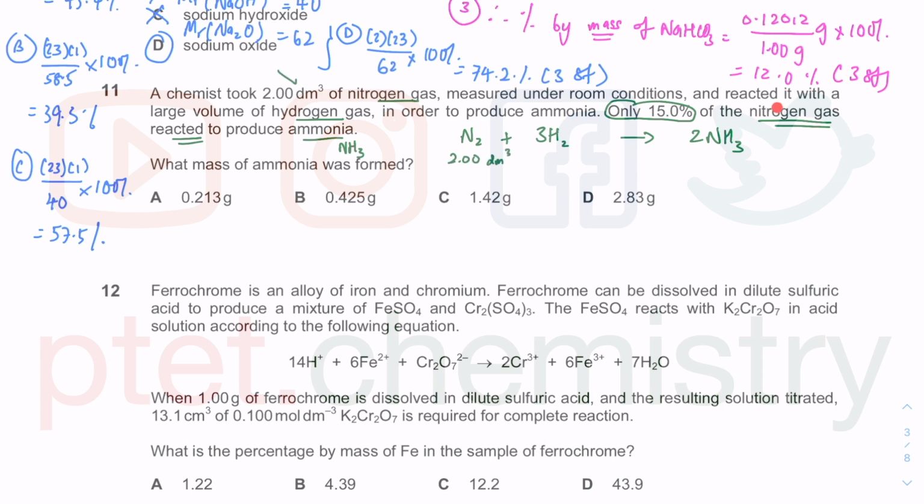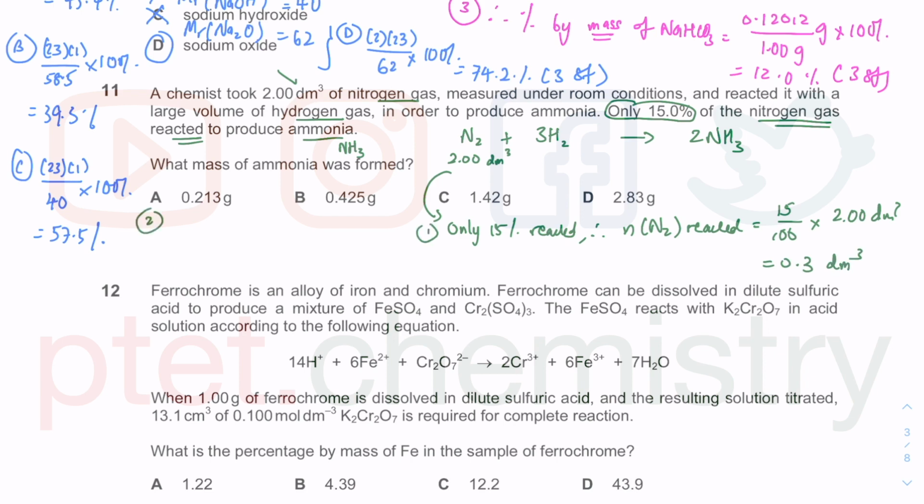And then I reacted it with a large volume of hydrogen gas, so this is in excess. But out of the 2 dm cubed, only 15% reacts. So only 15% reacted. Therefore, the volume of N2 reacted. How much actually reacted? 15 out of 100 times 2 dm cubed. So there is 0.3 dm cubed that actually reacted.